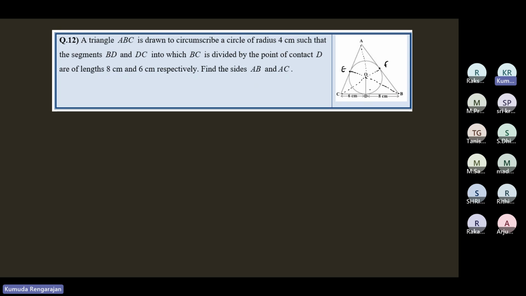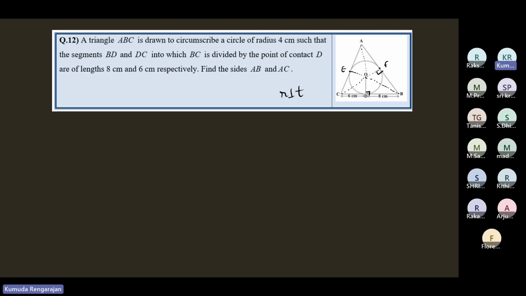We also know that by the theorem, radius perpendicular to tangent, this is 90 degrees. This is 90 degrees because OD is the radius. OD is the radius, BC is the tangent. So 90 degrees. OF radius, AB tangent, 90 degrees. OE radius, AC tangent, 90 degrees. So now we have divided the whole triangle. We have divided the whole triangle ABC into three smaller triangles.